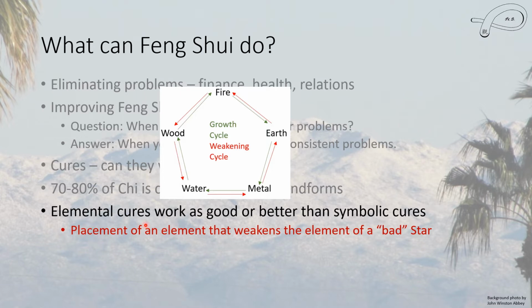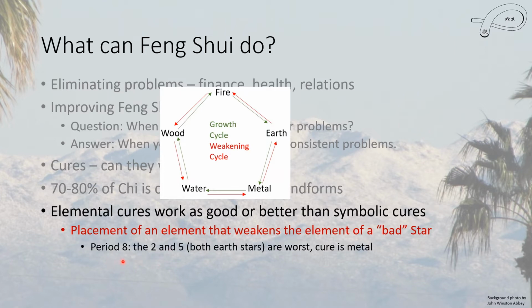An elemental cure uses the weakening cycle of the 5 elements. These 5 elements are common to all of Chinese metaphysics. And the growth cycle, the weakening cycle, and the destructive or controlling cycle are common to all of Chinese metaphysics. So the way an elemental cure works is you place objects made out of an element that weakens the element of a bad star. I'm going to give an example because I'm sure it will make it much clearer.